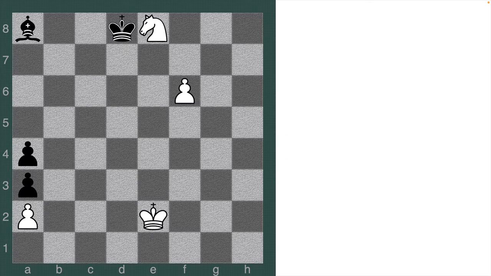Let's begin. So this is the position. This is called a study. Now, a study is very similar to a puzzle, but it also has its differences. The study is meant more to understand the position at depth and not just find a quick answer. It's not a simple tactic, it requires more deeper thinking.